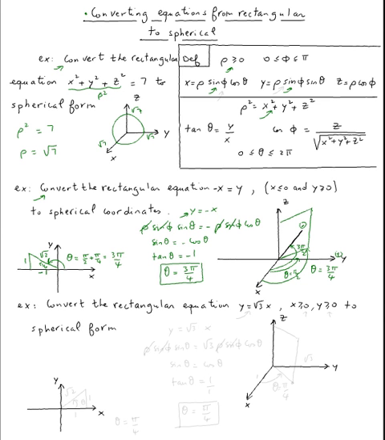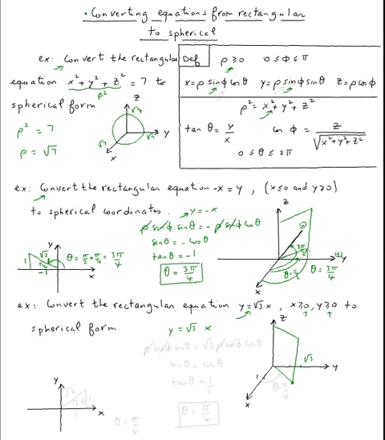Alright, let's do the next example. Convert the equation y equals square root of 3 times x. X this time is positive, y is positive. So when x is equal to 1, y is equal to square root of 3, about 1.5, so something like this. And since x and y are positive, we're going to get this half plane. Right.